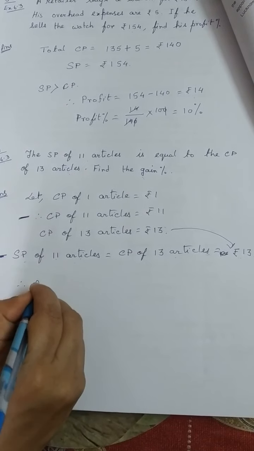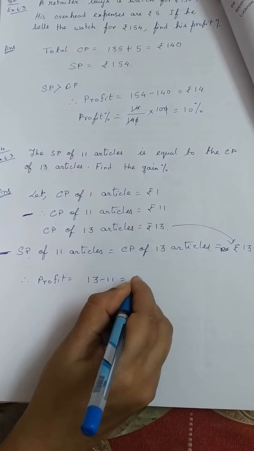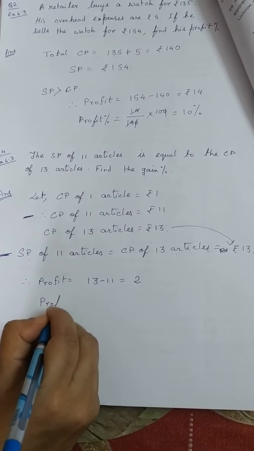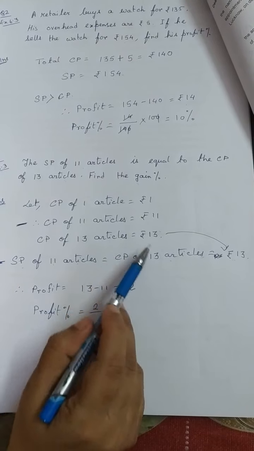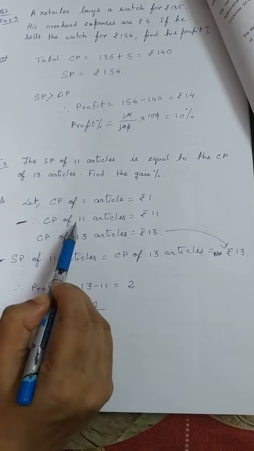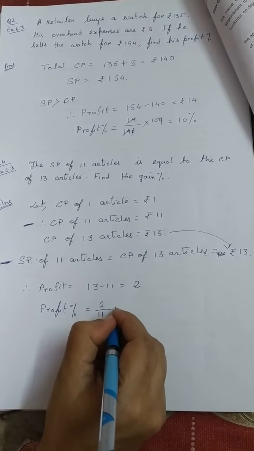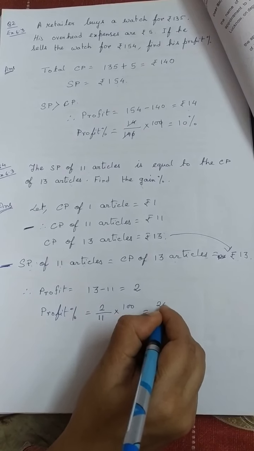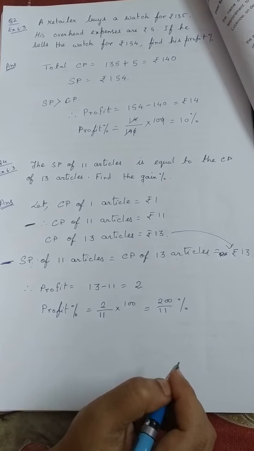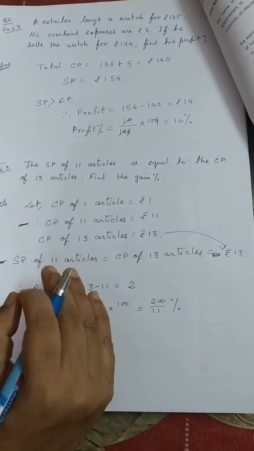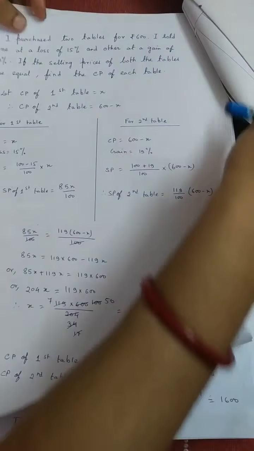So profit is equal to 13 minus 11, that is equal to 2. Profit percent is 2 upon CP. Which CP are we considering? Out of these two, we are considering 11, because cost price of 11 articles is 11, into 100. So 200 upon 11 percent. You can reduce the answer into a mixed fraction. Now this type of question is a little different. We are expressing this one.